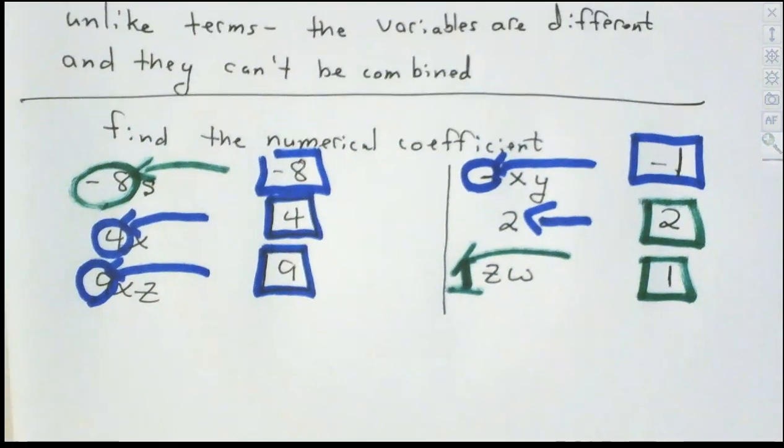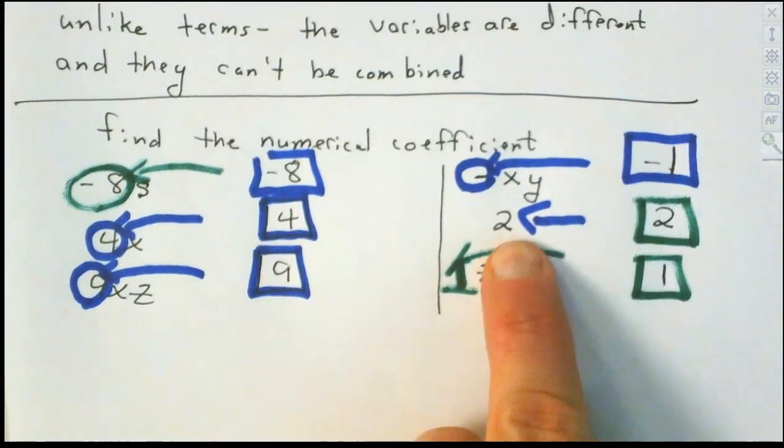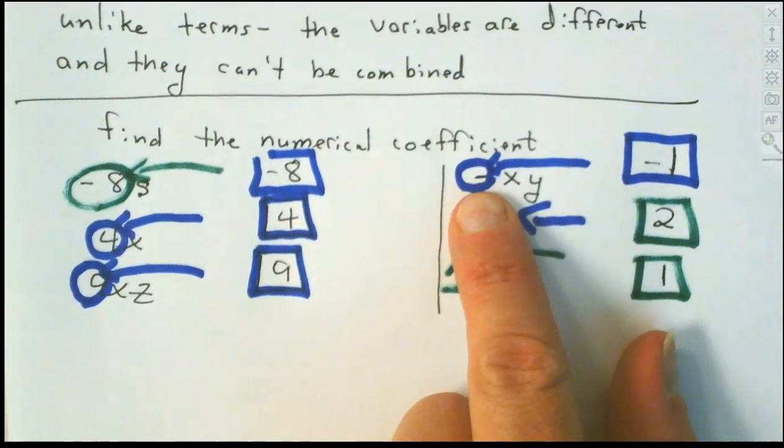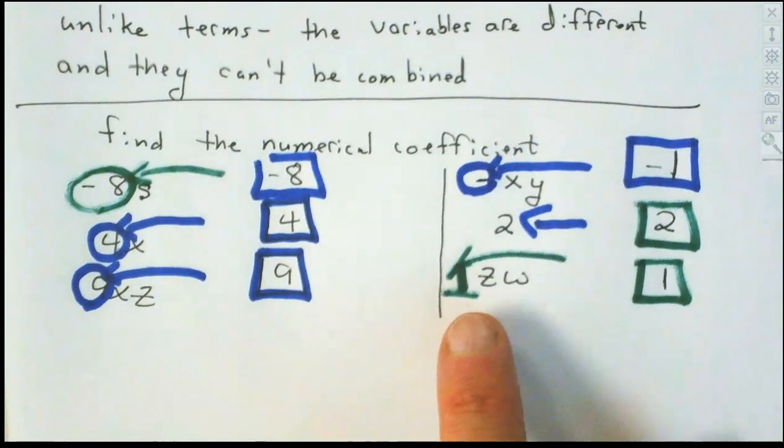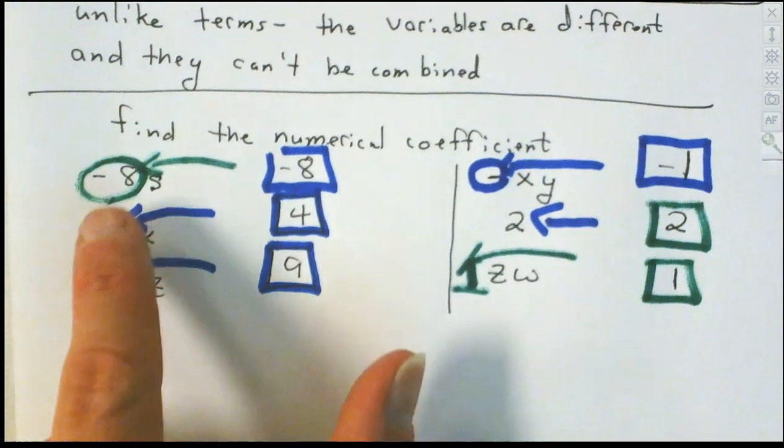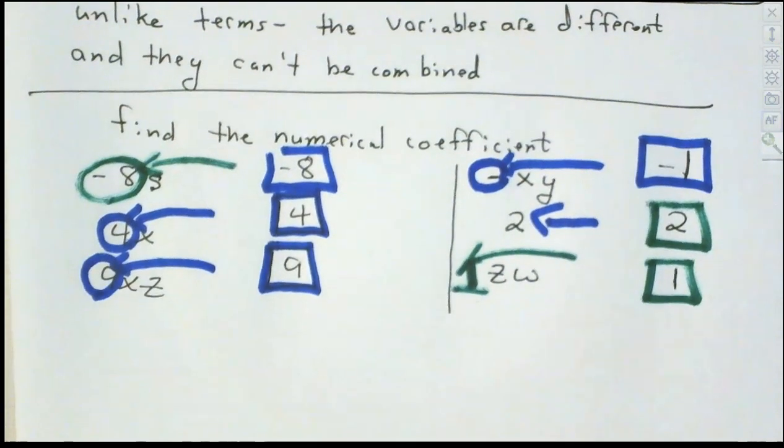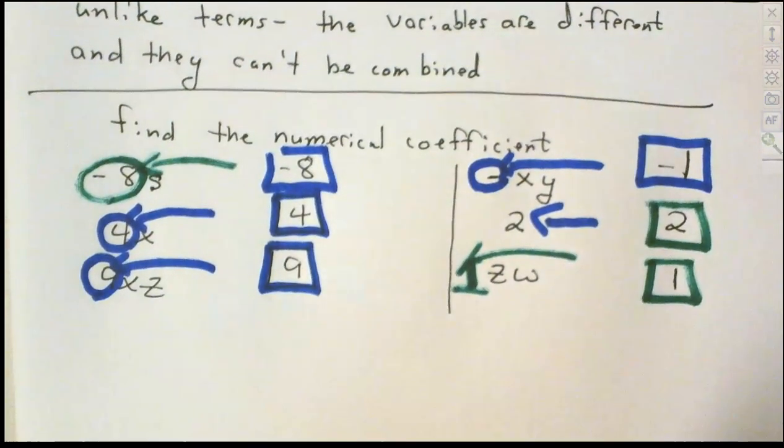So is everyone okay with what the numerical coefficients are? They're the numbers out in front. And if there's no variable, that's just your numerical coefficient. If there's a negative in front, what is your numerical coefficient? -1. If there's no number, it's a 1. Otherwise, it's just the number out in front. Those are your numerical coefficients.